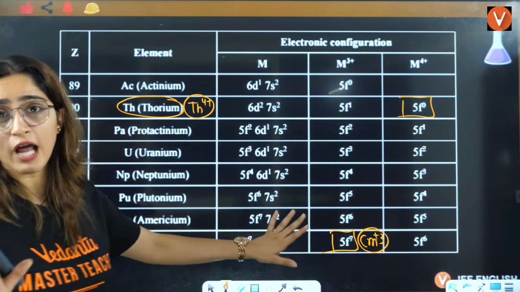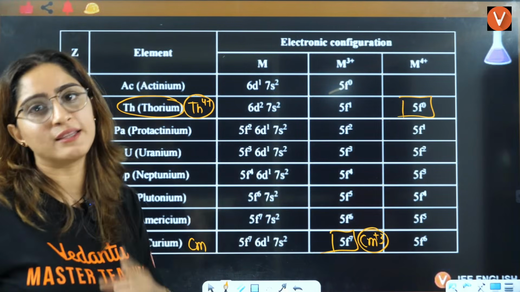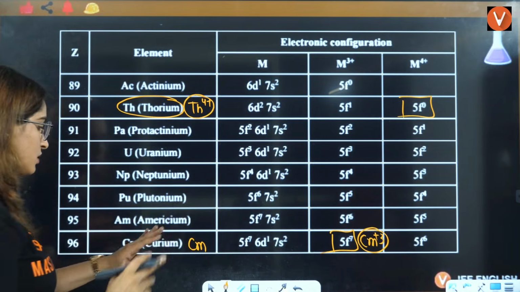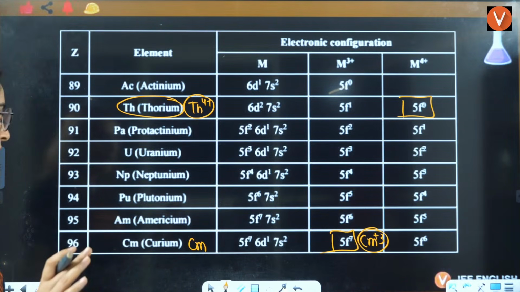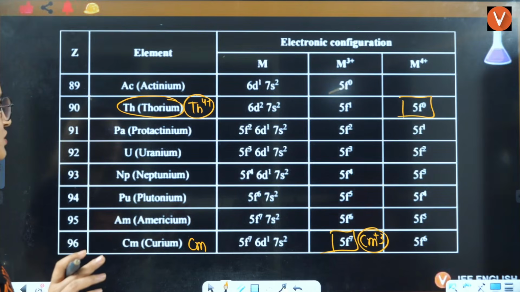Till now they have not asked from actinoids. They are asking from lanthanoids. But my idea is they can also ask from thorium and curium. So we have these two which are stable in +3 and +4.